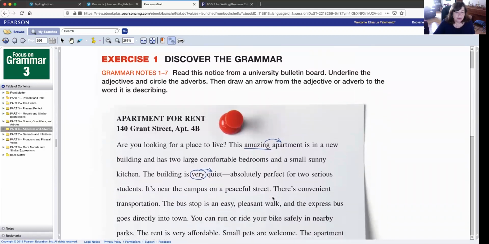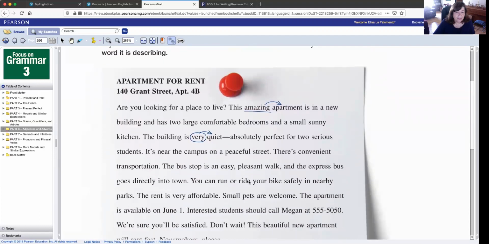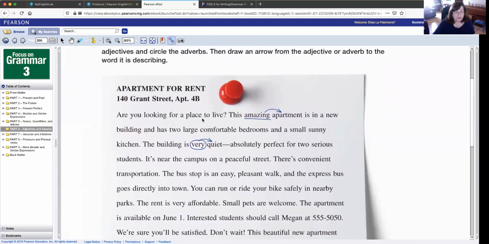Then draw an arrow from the adjective or adverb to the word it is describing. So what you're doing here is, let's read it. Are you looking for a place to live? There are no adjectives or adverbs there. This amazing apartment is in a new building and has 2 large, comfortable bedrooms and a small, sunny kitchen. Okay, so as you can see, the word amazing is underlined because it's an adjective, and there's an arrow pointing to apartment because it's describing the apartment.